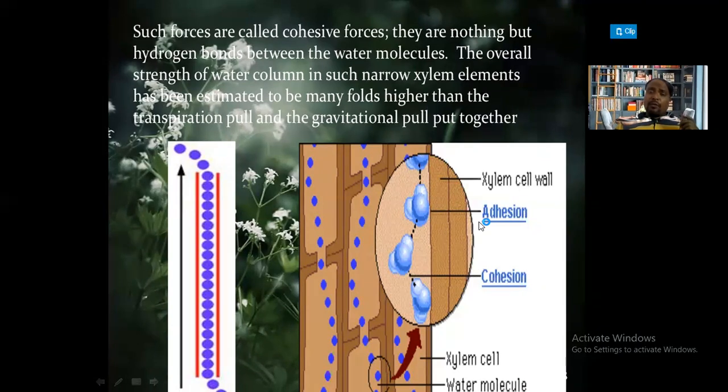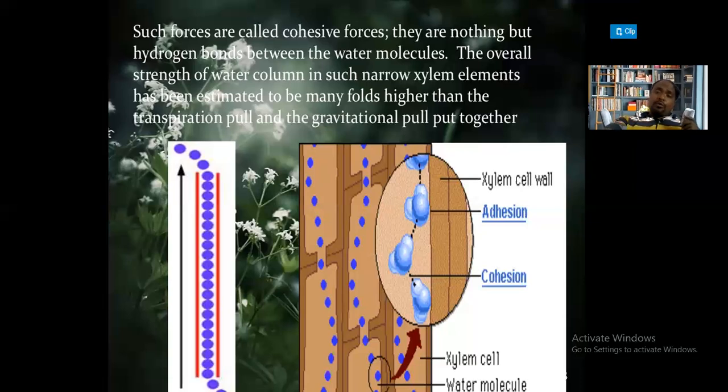These two forces are working there for maintaining the water column, and because of this water column, transpiration pull is developed because of the transpiration, and because of the transpiration pull, water is pulled from root to the leaves. This pulling force is maintained because of the water column, and this water column is maintained because of the cohesive force and the adhesive force, isn't it? So these three forces work together for the ascent of sap.